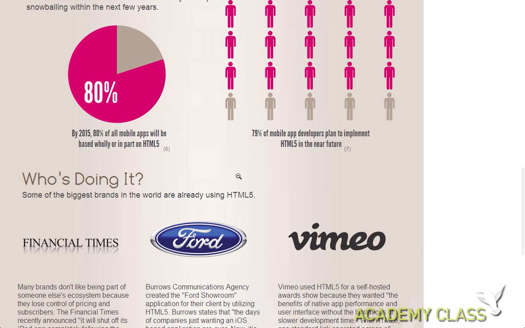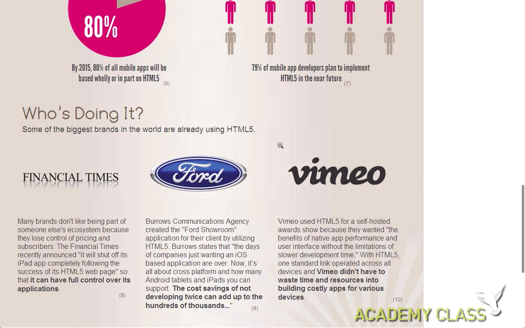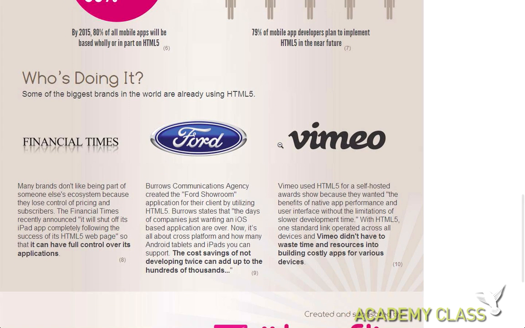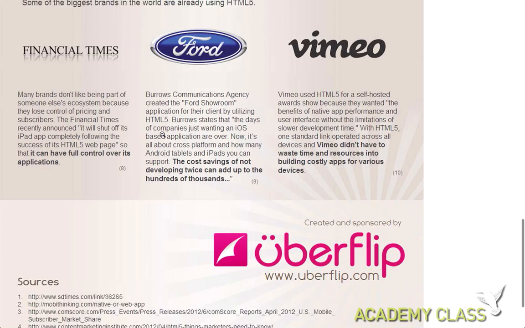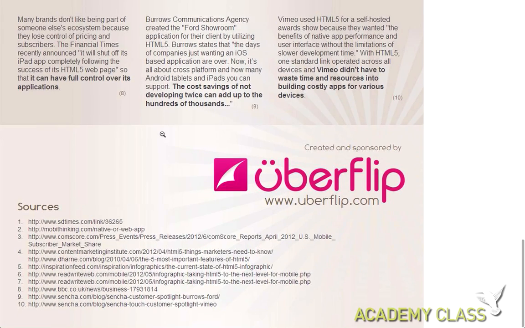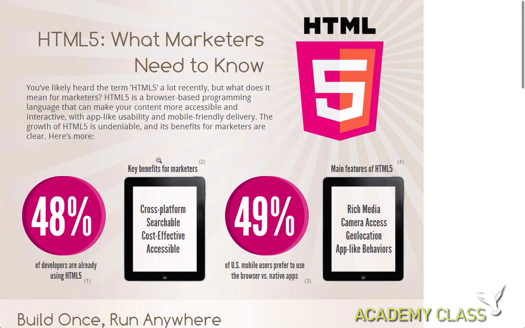We can see that 79% of mobile app developers plan to implement HTML5 in the near future, and these are companies that have already decided to go down a mobile web app route directly. Financial Times, for example, if you visit ft.com, it's basically a full mobile application that you can visit from your website. Again, Ford and Vimeo have also done the same. And again, there are all the links that are available there.